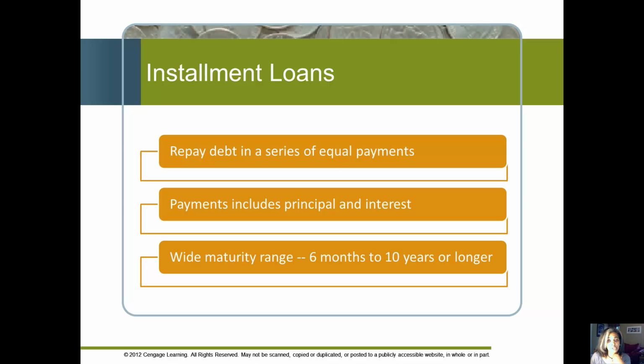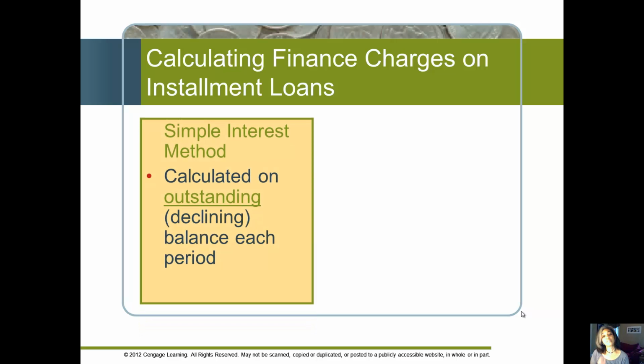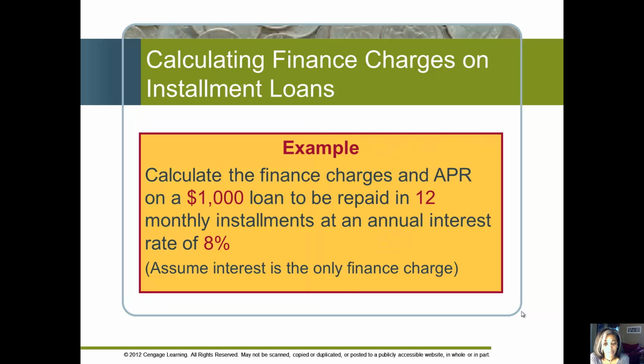So there's a wide maturity range on these types of loans. They could be short-term, medium-term, or long-term. So just as we did with the single payment loan, let's calculate finance charges on installment loans. With the simple interest method, the finance charge will be calculated on the outstanding balance, although that outstanding balance is declining each period. With the add-on method, finance charges are calculated on the original loan balance added to the principal.